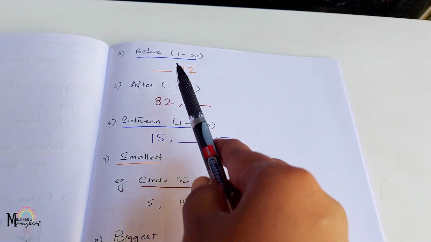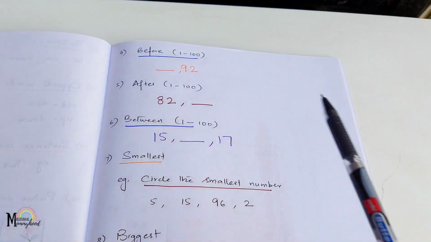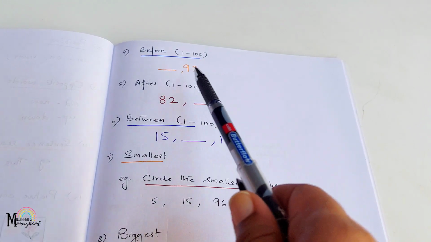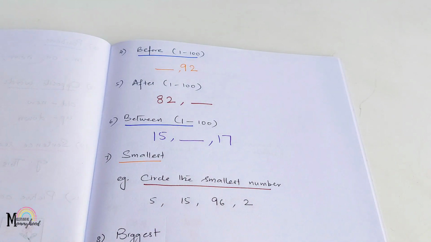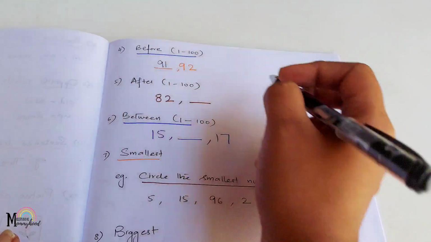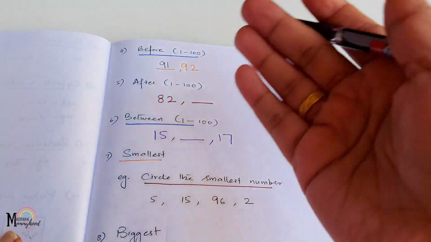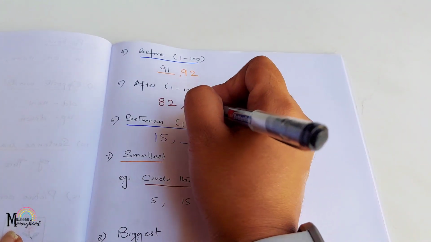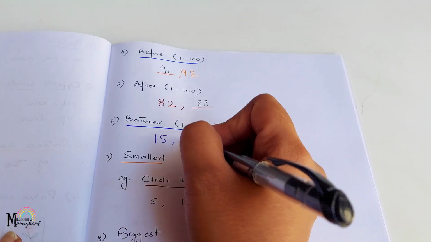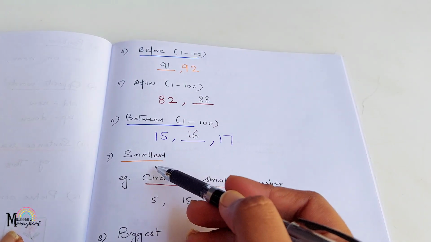Next is before numbers from 1 to 100. Any number will be given to you and the child has to write the number which comes before the number which is given over there. For example, the number which comes before 92 is 91. So the child has to write, and even oral questions are asked. Then comes after, which is the number which comes after that number. Then in between two numbers, again you have to write the number which comes between two numbers.